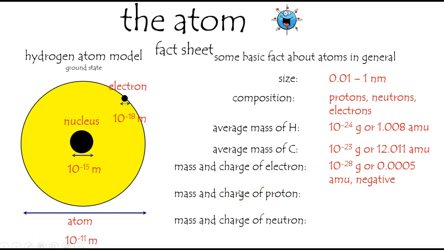The mass and charge of a proton is about 1,000 times larger, even a little more than that, and the mass and charge of a neutron is very similar. Notice the slight difference there, whatever. Did I say electron? I meant neutron. And so these come in at about 1 AMU each.